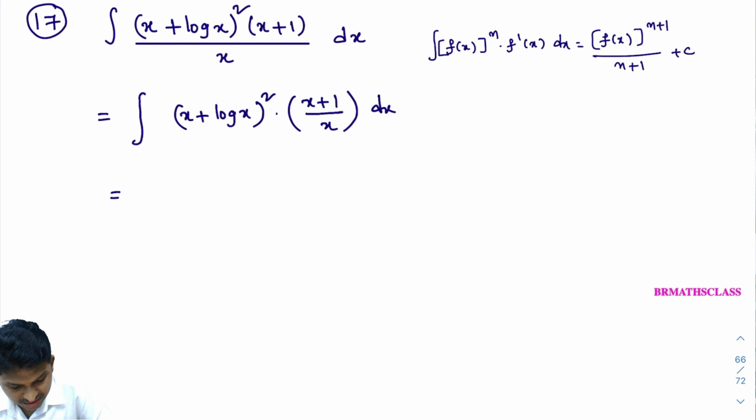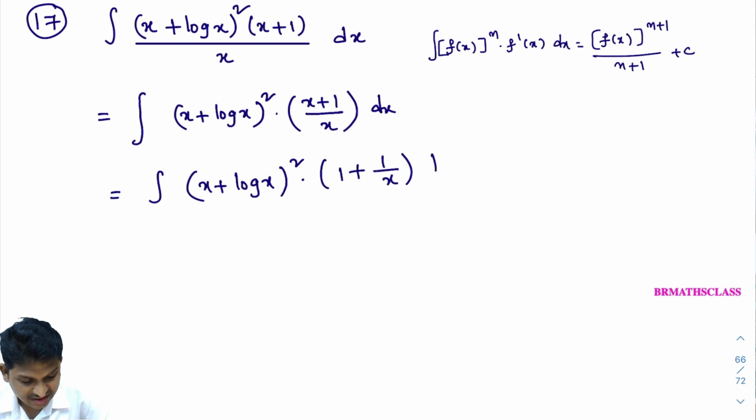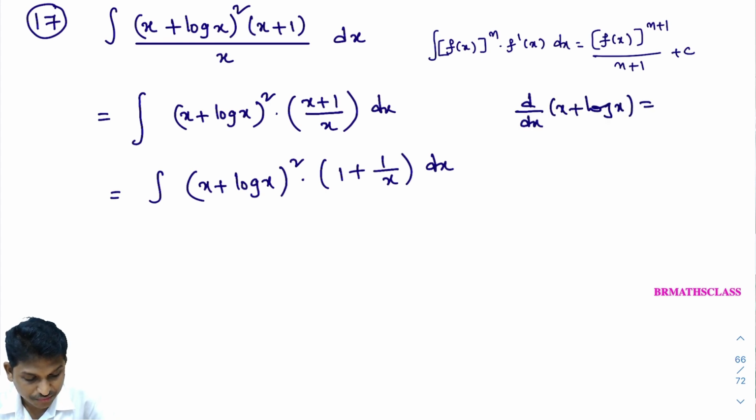That equals integral of (x plus log x) whole square into this one, x plus 1 divided by x. This can be written as x by x, which is 1, plus 1 by x, dx. I hope you are understanding. Now you observe, what is the derivative of x plus log x? Derivative of x plus derivative of log x. Derivative of x is 1, plus derivative of log x is 1 by x. Very good. So derivative of x plus log x is 1 plus 1 by x.